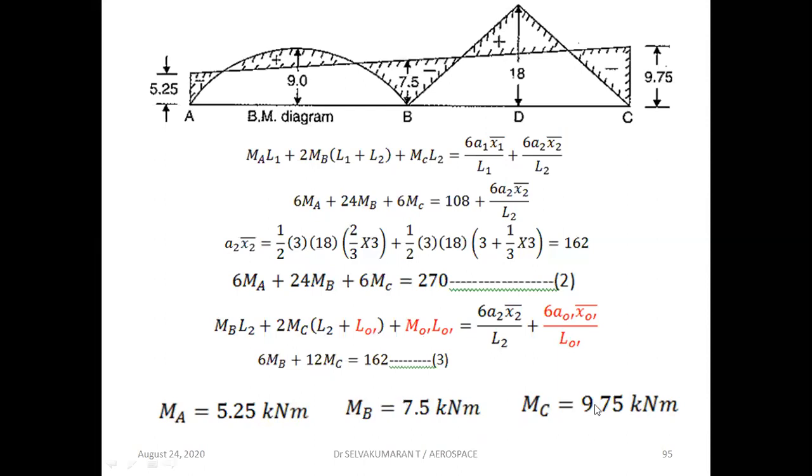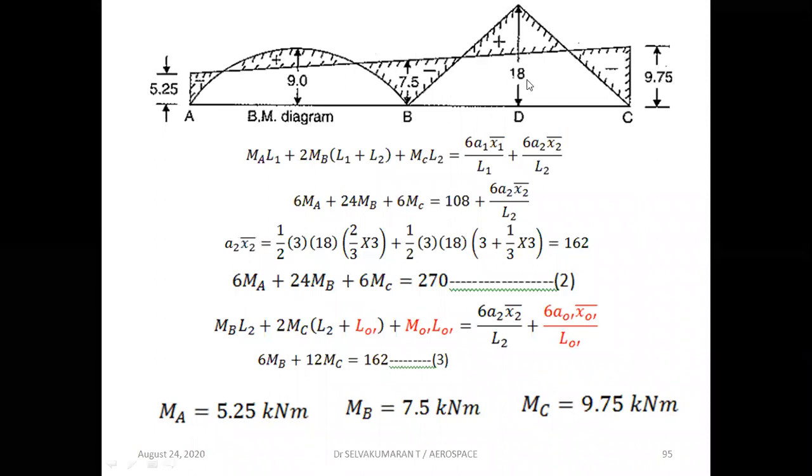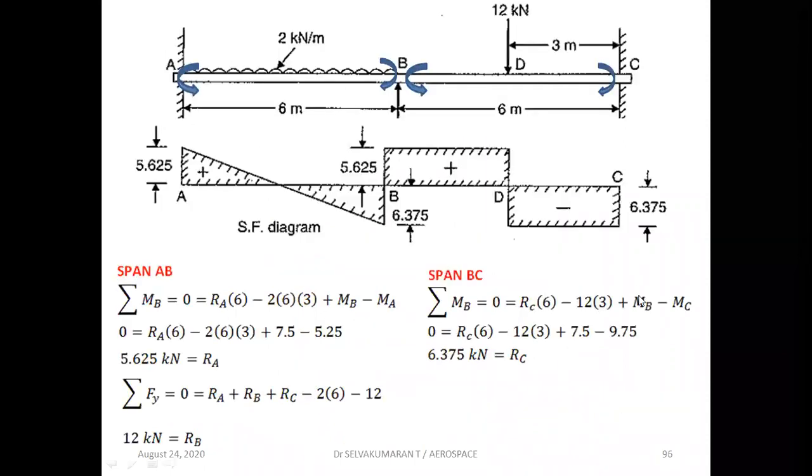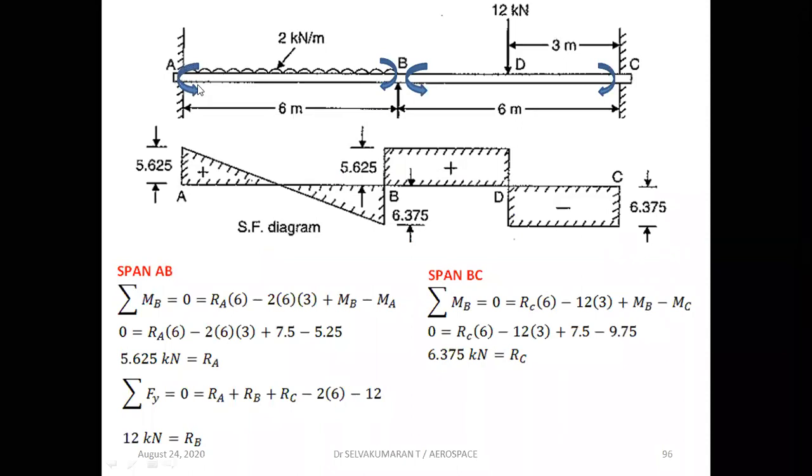So now we have got the values MA, MB, MC. Now you try to complete the M dash diagram. MA 5.25 and MB 7.5 and MC is 9.75 kilonewton meter. So complete your M dash diagram. Now the resultant bending moment diagram is over. Now with this MA, MB, MC, we have to find the unknown support reactions RA, RB, RC. Now indicate the directions MA, MB, again MB for span BC, then MC.